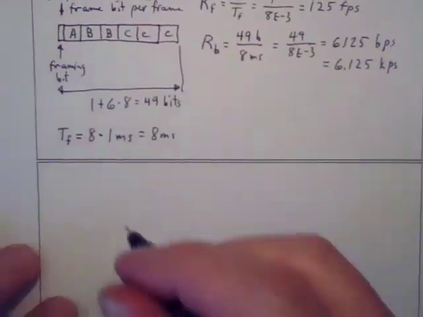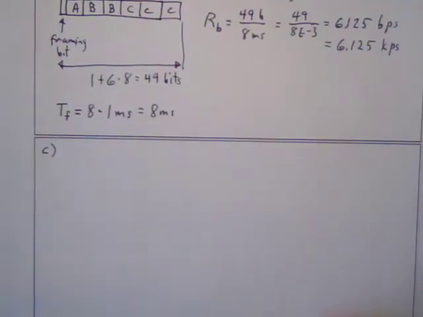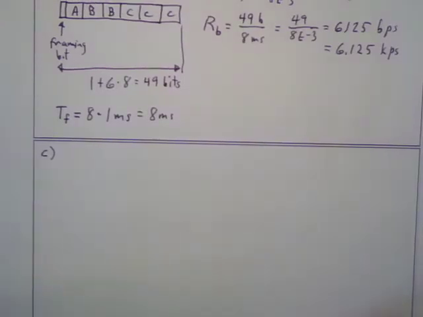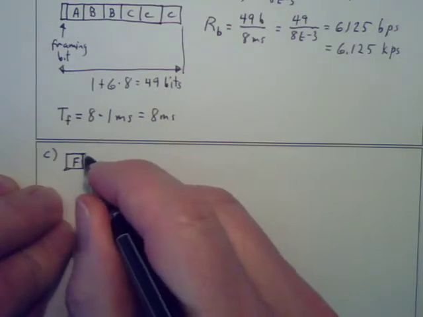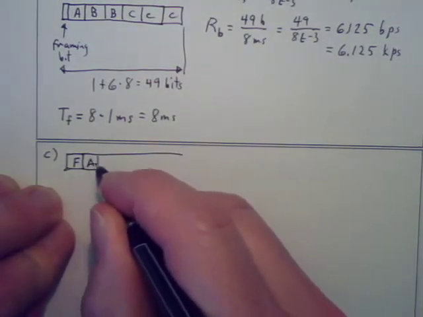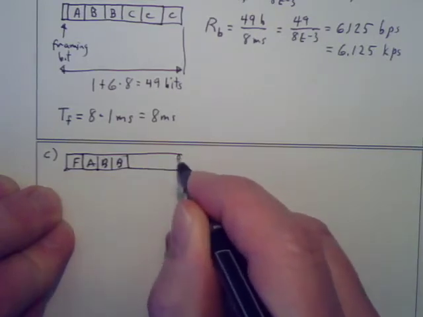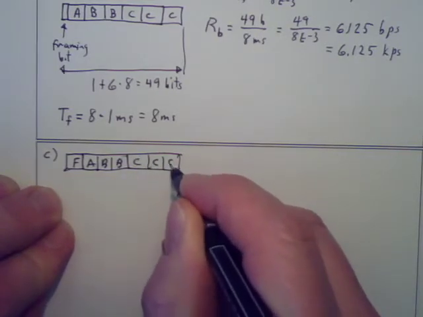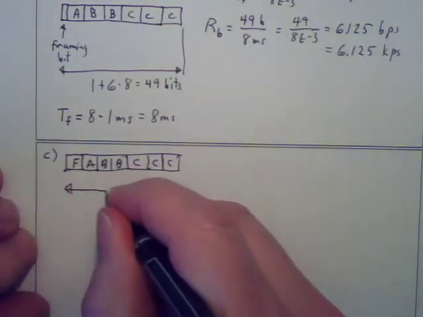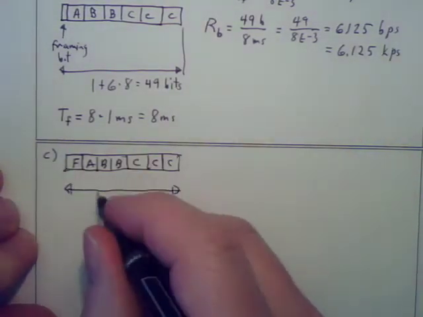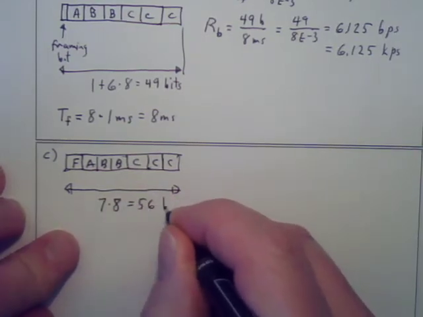For part C, we're going to use byte interleaving, and we're going to use a whole byte for framing. So we have a framing byte here, and then an A, 2 B's, and 3 C's again. Our frame is going to be 7 times 8, or 56 bits.